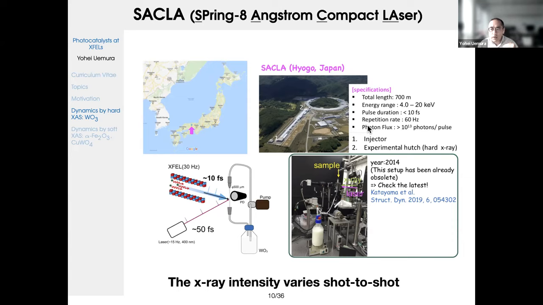So our beam line is tandem, but we are not provided the X-ray one after another. So then we have to switch the beam line. So that's one good point for the SACLA, I think. And this picture was taken in 2014.